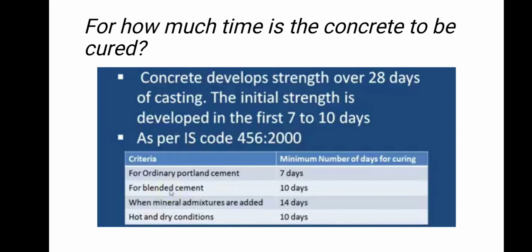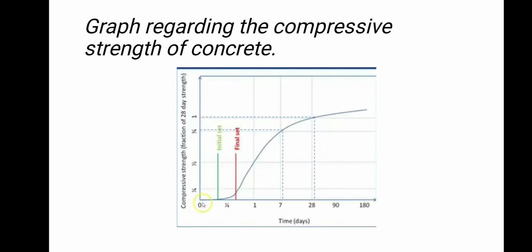The concrete gains 80 to 90% of its strength in the first 7 to 14 days, and then about 95% of its strength is gained around 28 days. It continues to gain strength, but at a very slow rate after that for years, as we can see in this graph.